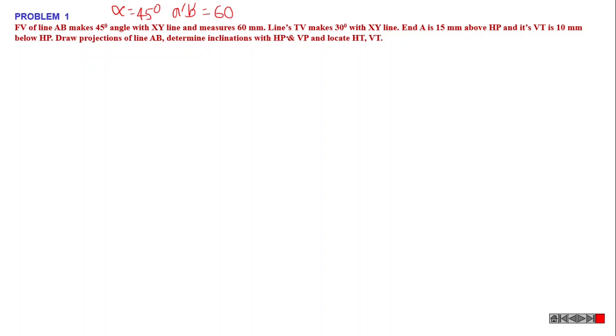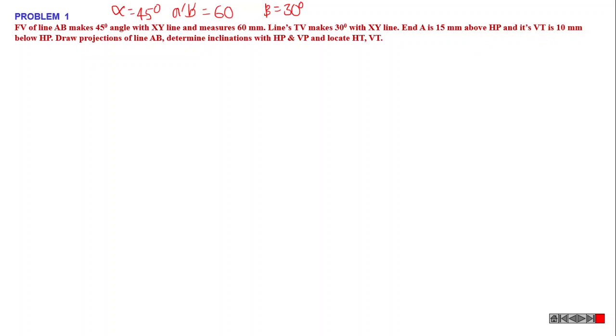Line's top view makes 30-degree with XY line. That means that angle beta is equal to 30-degree. The locus of end point A is given, that is, end A is 15 mm above HP. And locus of VT is also given, that is 10 mm below HP.